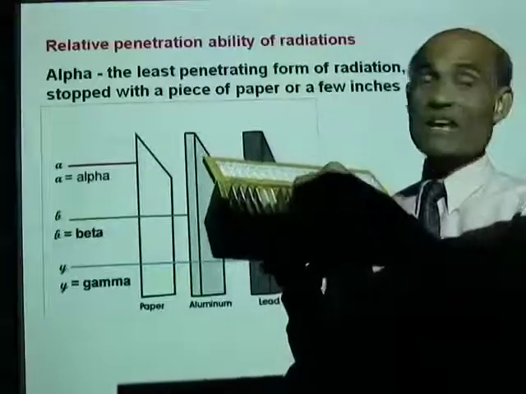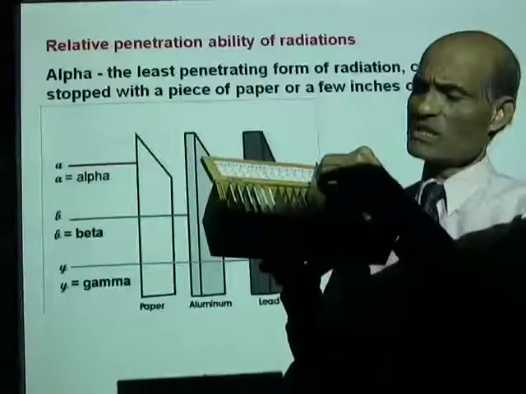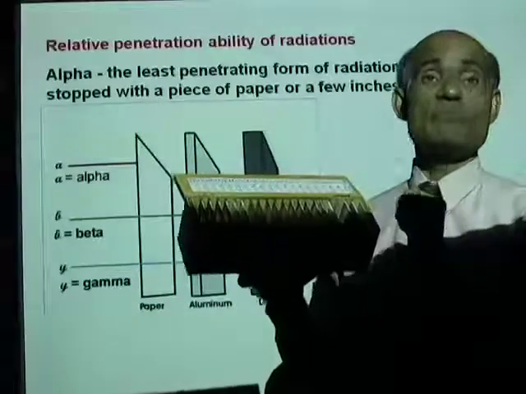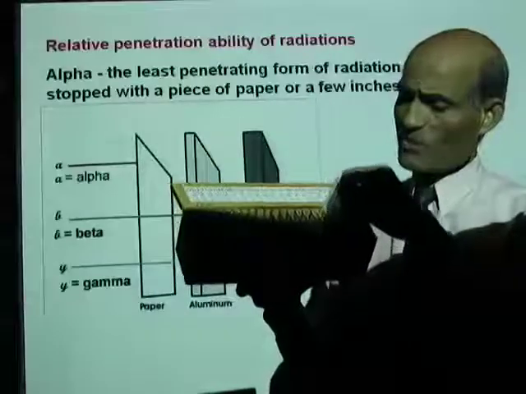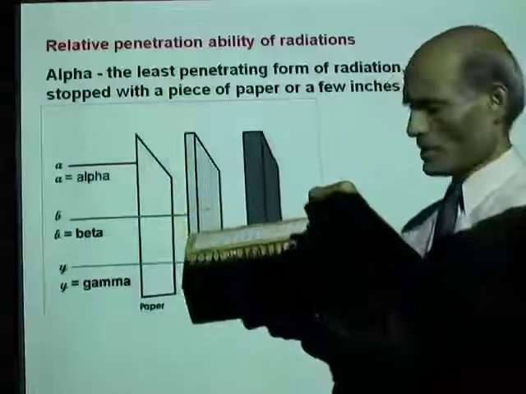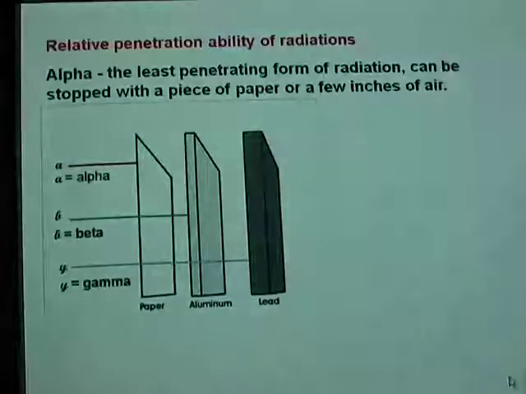Well, depending on the energy carried, you need different thickness. I have different thickness of aluminum to study the penetration abilities of different beta. And of course I have a lead which can stop the gamma radiations. So the higher the energy carried by these radiations, the more difficult to stop them. So one of the characteristics of these radiations is they have different penetration abilities. Now, what other thing can these radiations do?